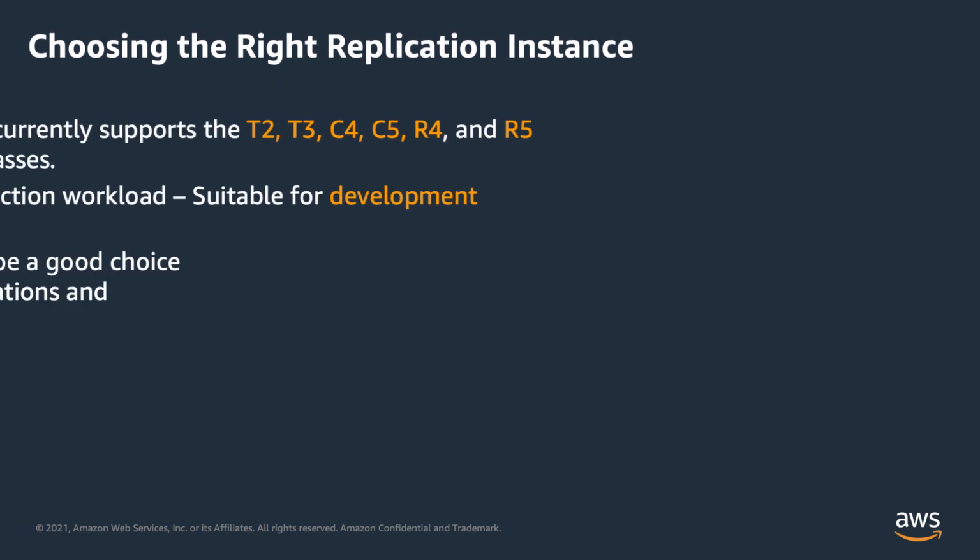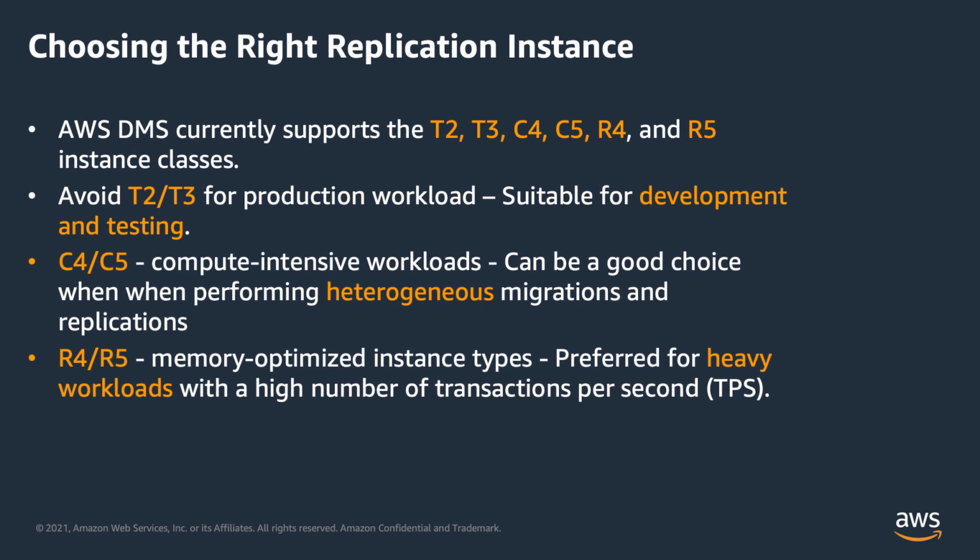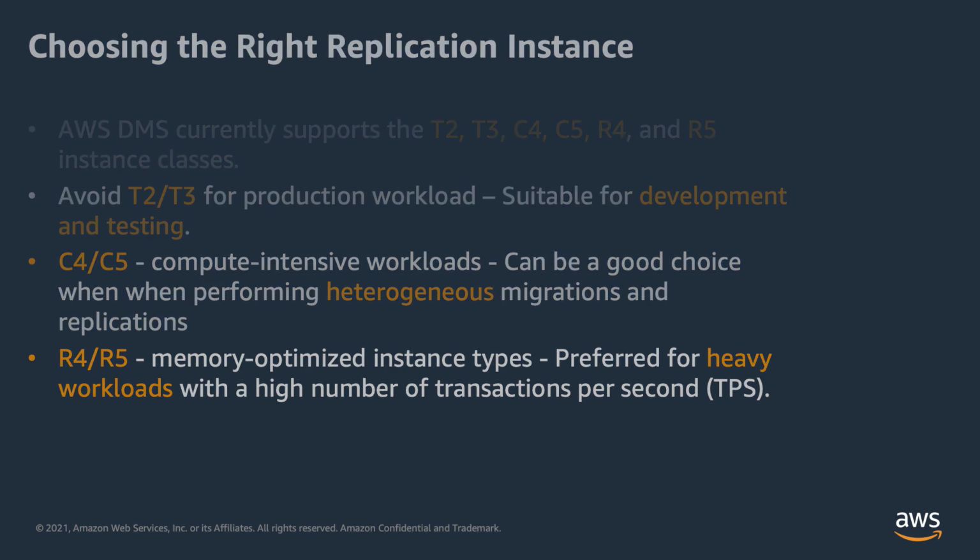It is important to choose the right replication instance class for any DMS tasks. AWS DMS currently supports the T2, T3, C4, C5, R4, and R5 Amazon EC2 instance classes. You should use T2 and T3 instance classes for development and testing workload, but avoid them for production workload. C4 and C5 instance classes are compute intensive and are good choices for heterogeneous migrations and replications. R4 and R5 instance classes are memory optimized and are suitable for heavy workloads with high throughputs.